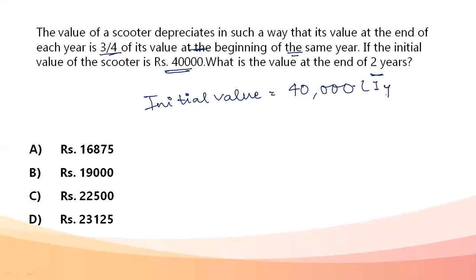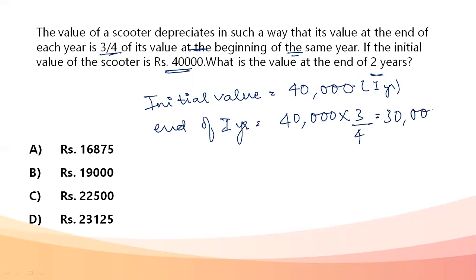This is about the first year. At the end of the first year, the value of the scooter is going to be three-fourths of 40,000, that is, it would become 30,000. Another thing that is stated in the question is whatever is the value at the end of one year, that is going to be its value at the beginning of the second year also. So at the beginning of the second year, the value of the scooter would be equal to 30,000.